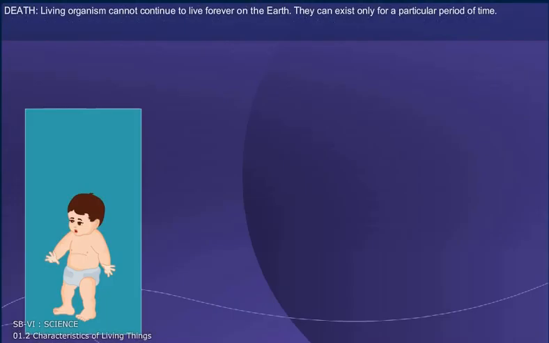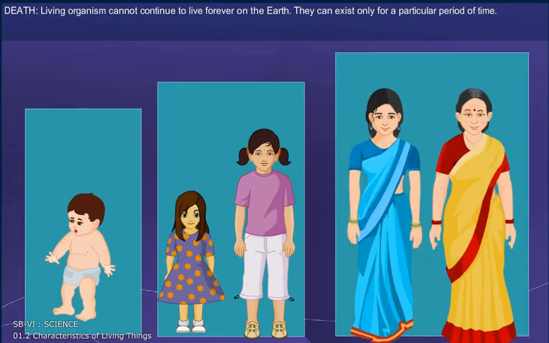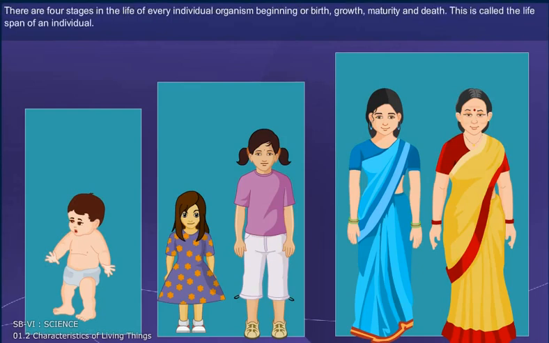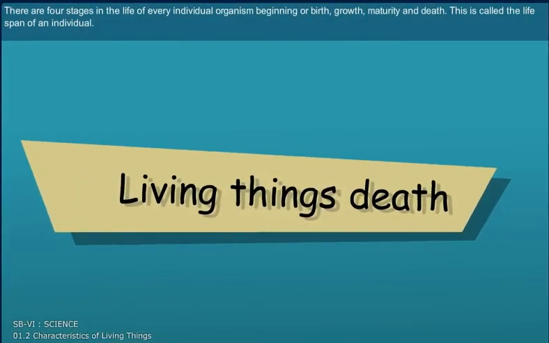Death. Living organisms cannot continue to live forever on the earth. They can exist only for a particular period of time. There are four stages in the life of every individual organism: beginning or birth, growth, maturity, and death. This is called the lifespan of an individual.